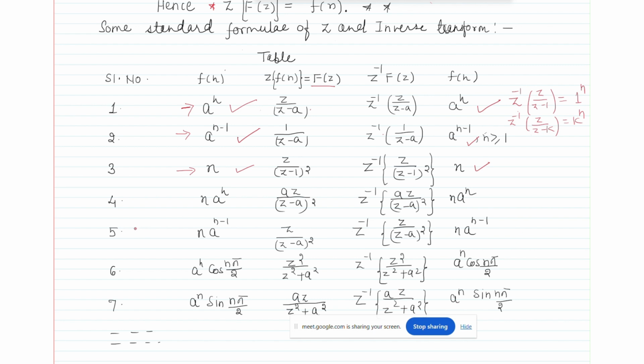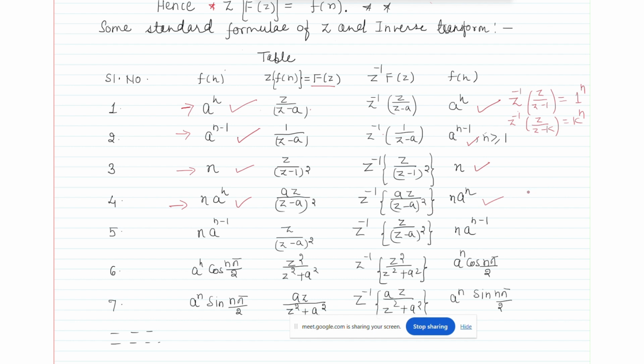Now the next formula, if the sequence is a multiple of n. We know the formula of the z transform is az upon (z minus a) the square. Now, to find the z inverse of it, just put z inverse here and you again get the sequence f of n, which is n a to the power n. So this is the inverse z transform of az upon (z minus a) the square.